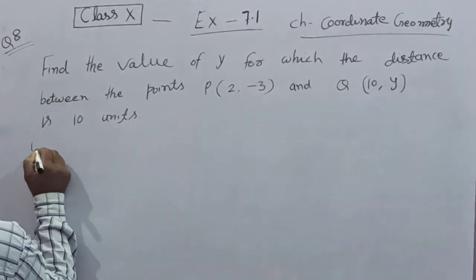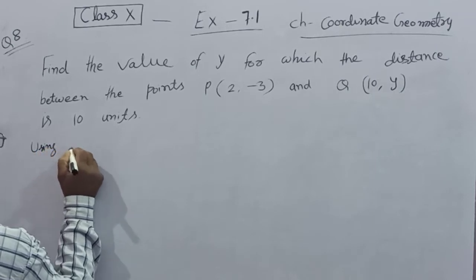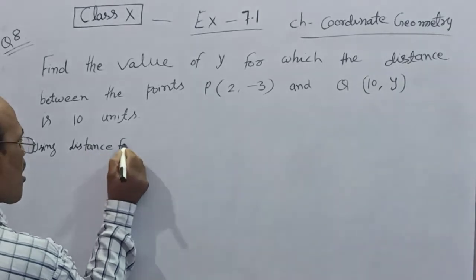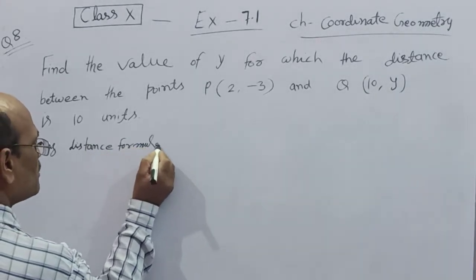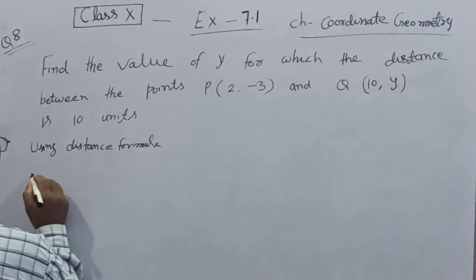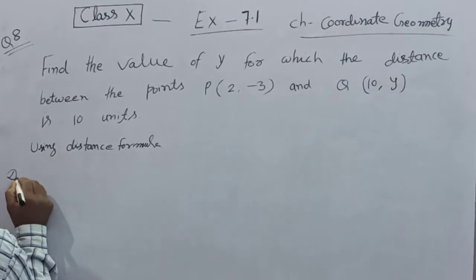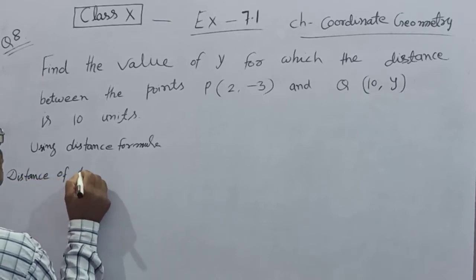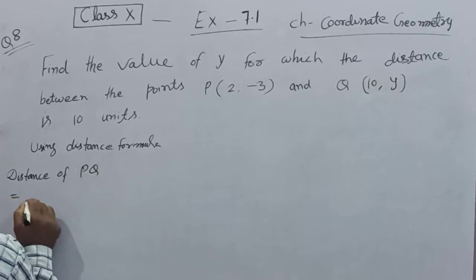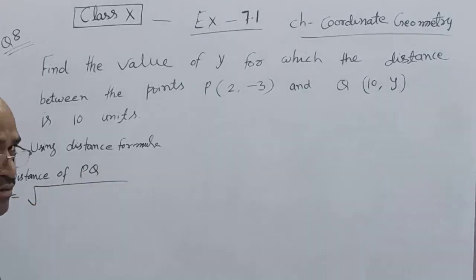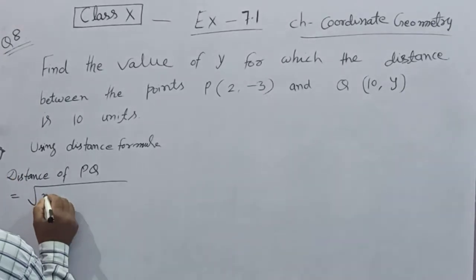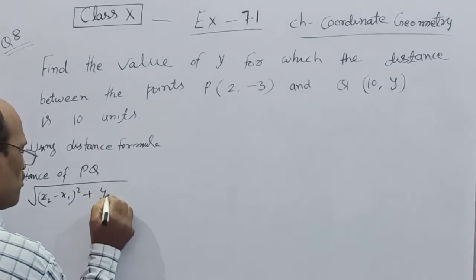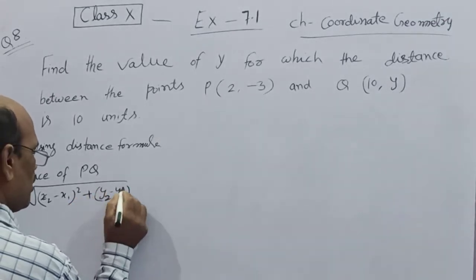Okay? Using the distance formula, the distance PQ is equal to the square root of, first of all, I am writing the formula: x2 minus x1 whole square plus y2 minus y1 whole square.